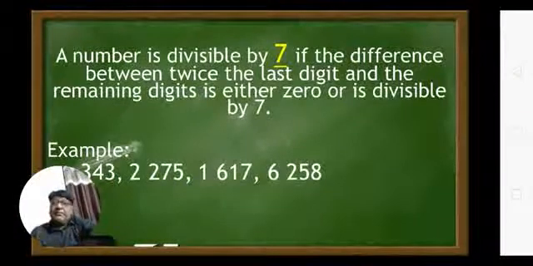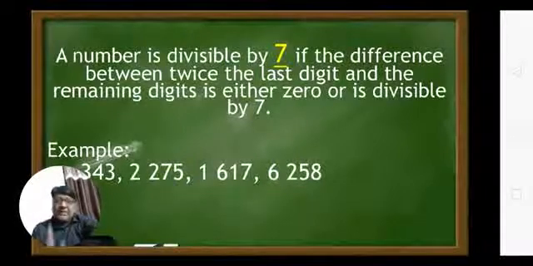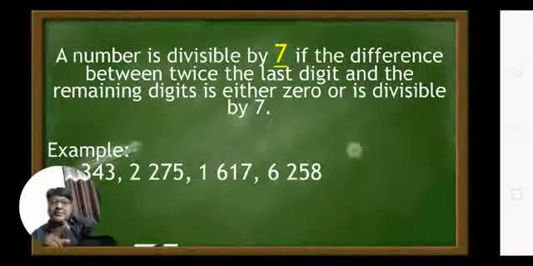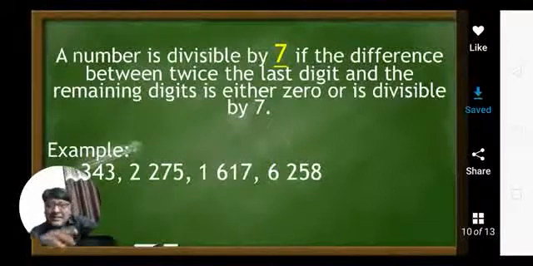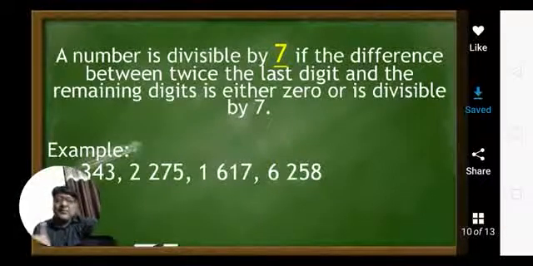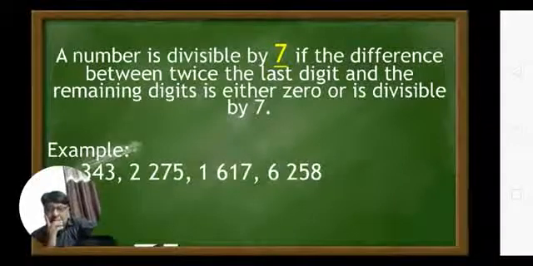Therefore, it will be divisible by 6. A number is divisible by 7. It's very interesting. A number is divisible by 7 if the difference between twice the unit place digit and the remaining portion is a multiple of 7.